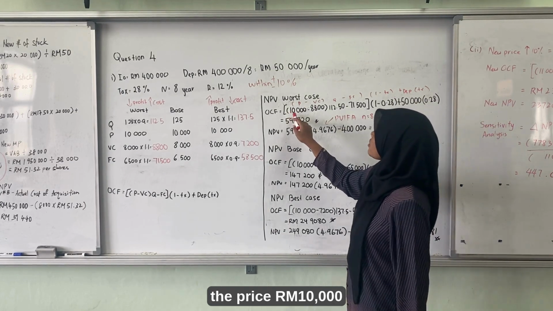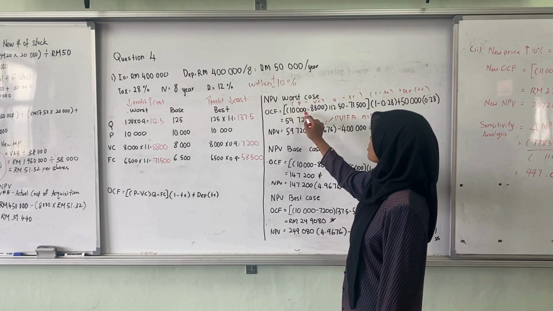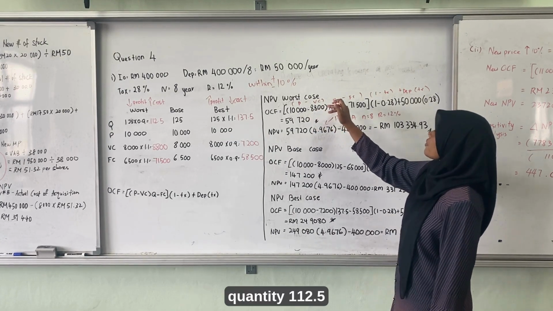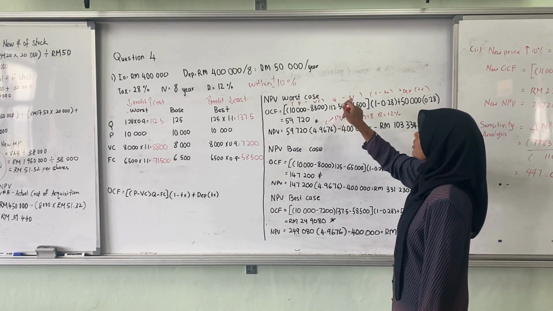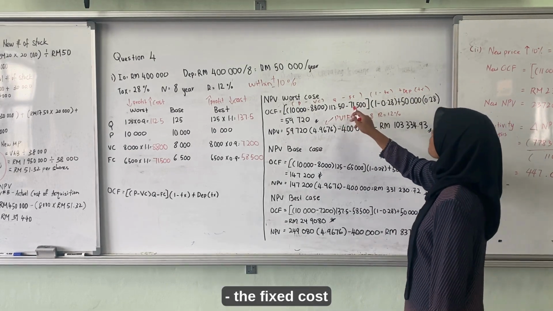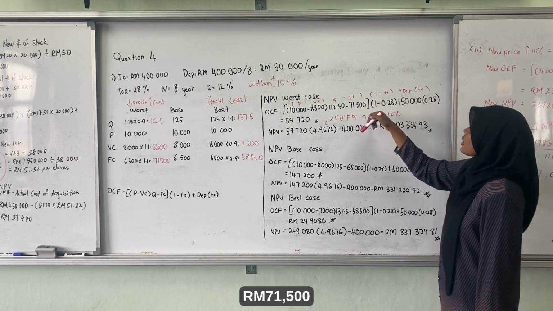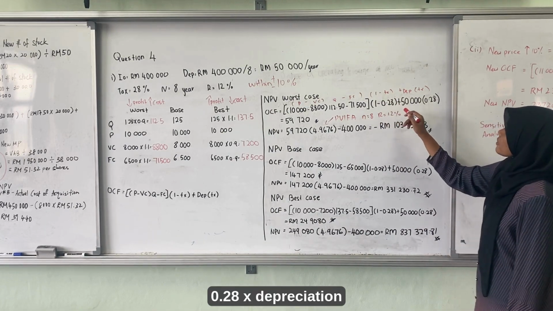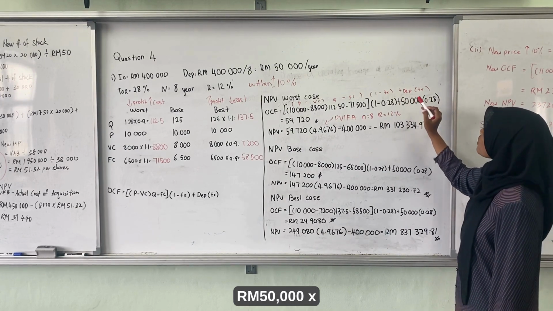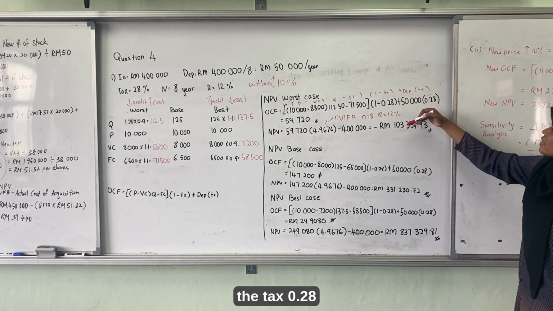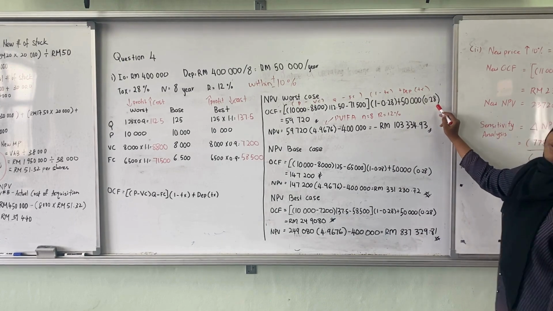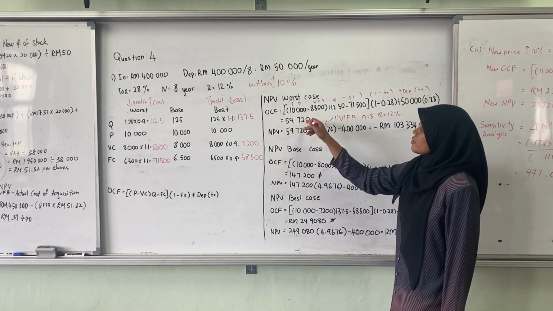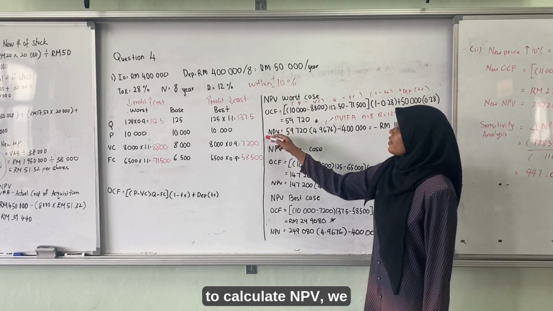The price 100,000 minus the fixed cost, the variable cost 8800 times the quantity 112.50 minus the fixed cost 715,000 times 1 minus the tax rate, which is 0.28, plus the depreciation, that is 50000 times the tax rate, that is 0.28, and we will get the OCF 59720. So we will calculate the NPV.